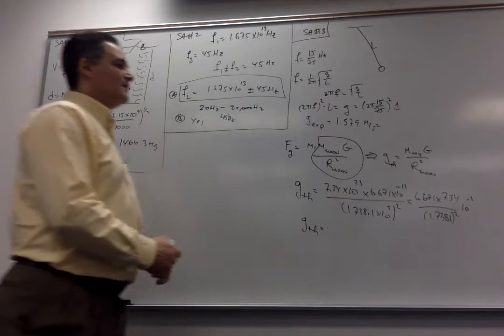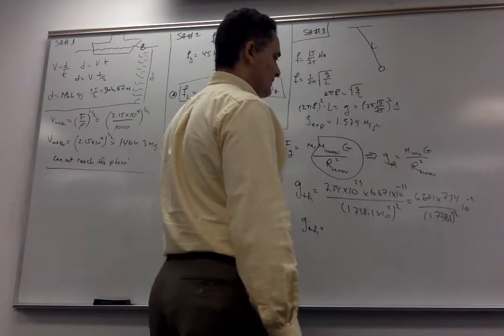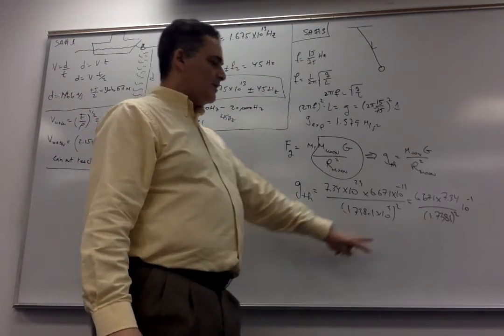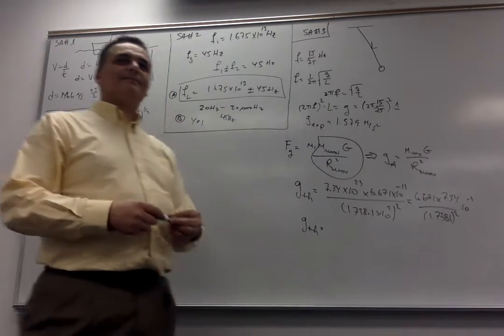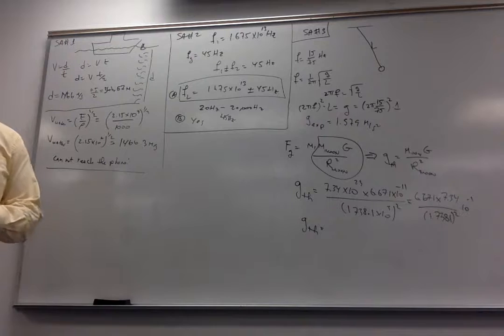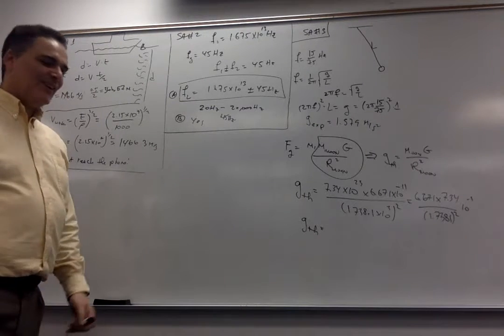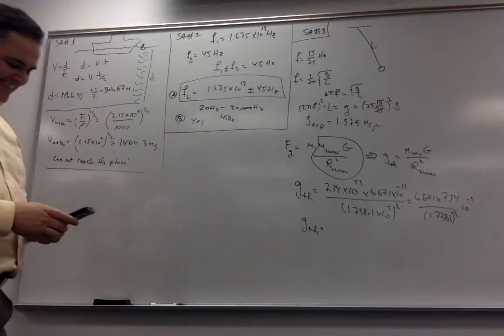2.81. I don't believe you. Did you forget to square this bottom part, the 1.7? Oh, yes, I did. I got 0.3 something. Yeah, that's all right, right? Okay, that's all right.